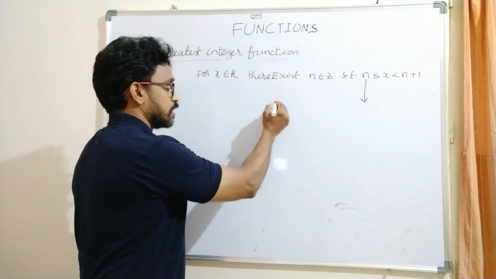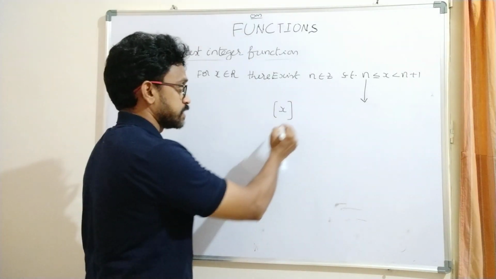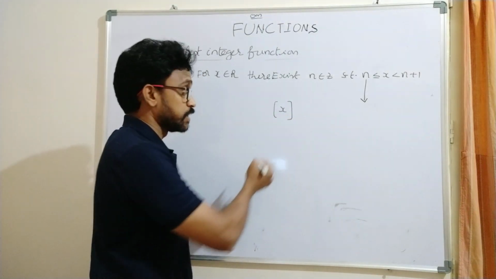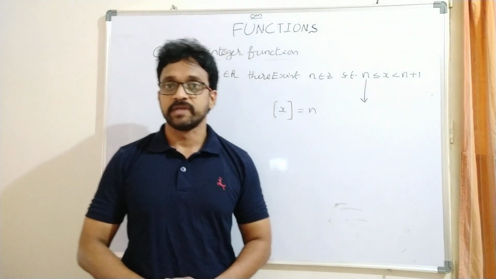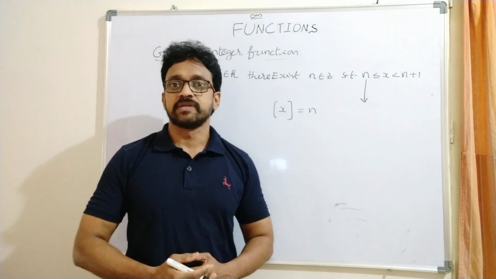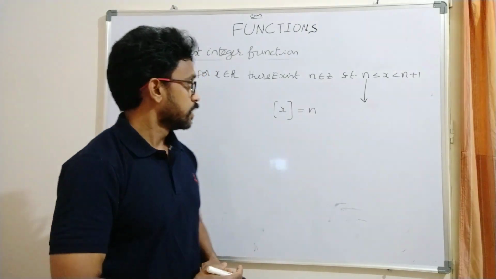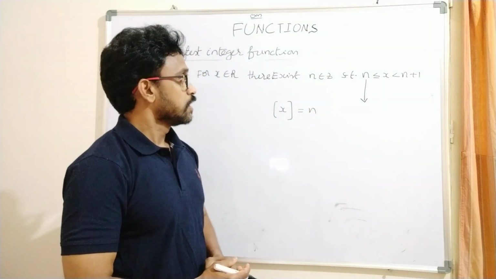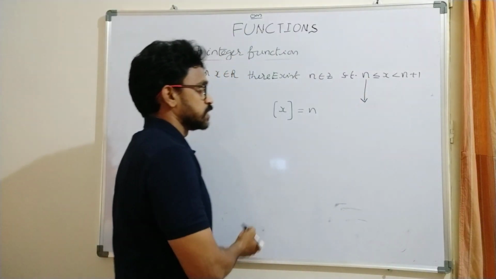Now symbolically we write the square bracket x, the step x. This is read as step x is equal to n. Why I have given it as step x, we will discuss through the graph. Okay. Now step x equal to n. It is very clear from the definition that we observe here.